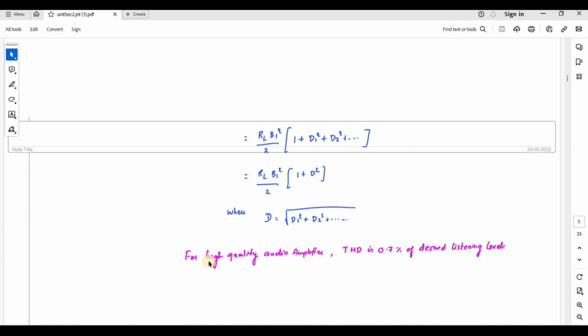Now for high quality audio amplifiers, the total harmonic distortion is 0.7 at the desired listening level, even though the harmonic distortion of the amplifier increases at higher power levels. So that's all about the video. Thank you.